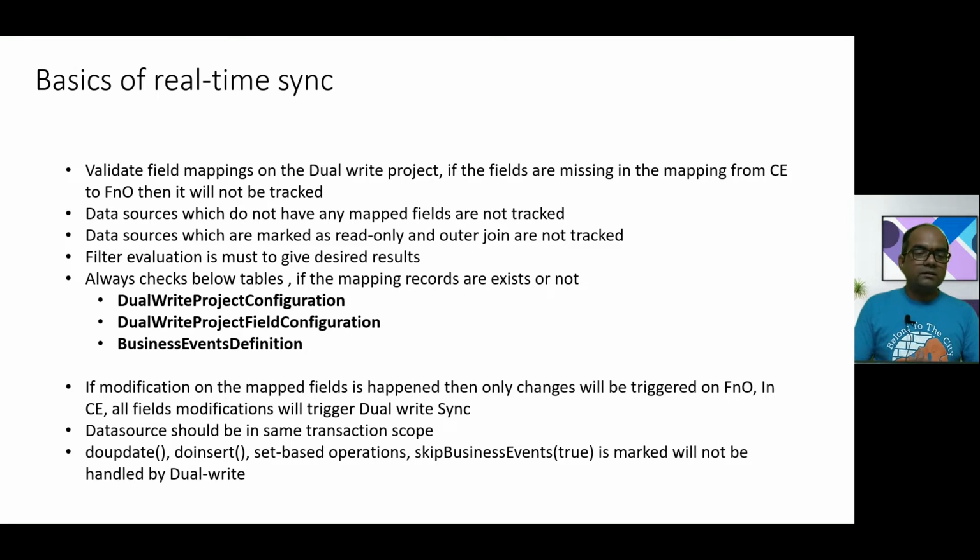As mentioned in the previous slide, you need to always validate and check these tables in the finance and operations app, to see whether the mapping records exist or not. The first one is the dual write project configuration. The second one is the dual write project field configuration. And the third one is the business events definition.